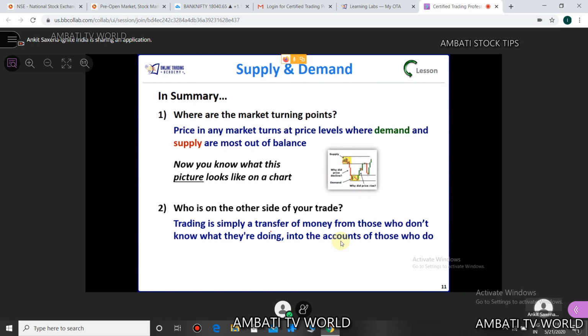Trading is simply a transfer of money from those who don't know what they are doing into the accounts of those who do. So trading is simply the transfer of funds from the accounts of those who don't know what they are doing in the market into the accounts of those who know what they are doing in the market. It's a transfer of funds from the uninformed or illiterate in terms of the stock market.